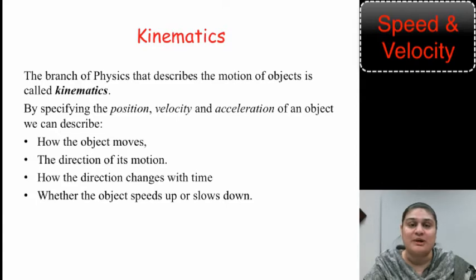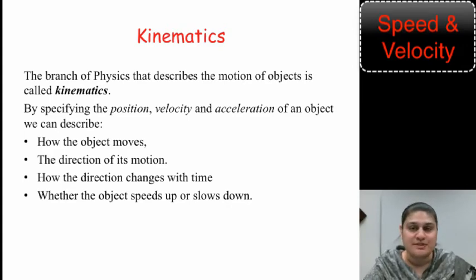Kinematics is the branch of physics that describes the motion of an object. By specifying the position, velocity, and acceleration of the object, we can describe pretty much everything that we need to describe for kinematics: how the object moves, the direction of its motion, how the direction changes with time, whether the object is speeding up or slowing down.